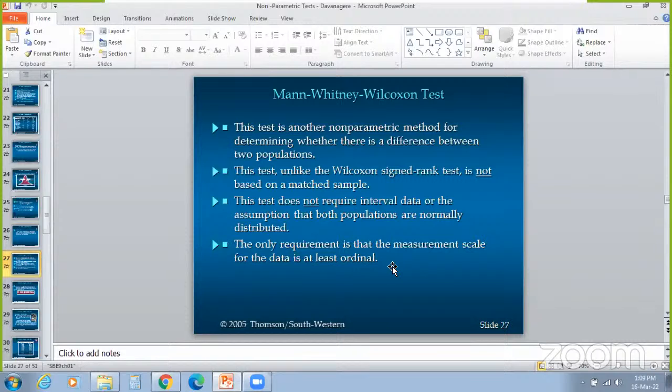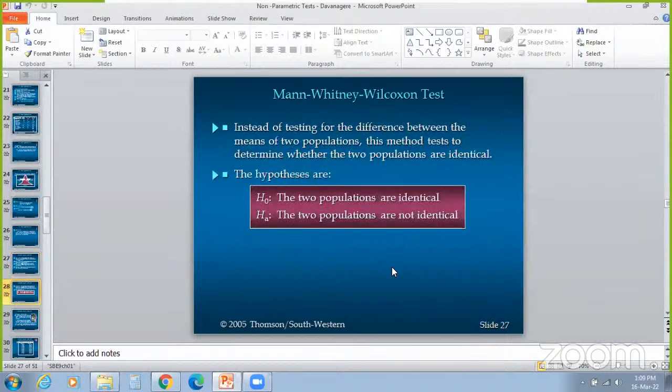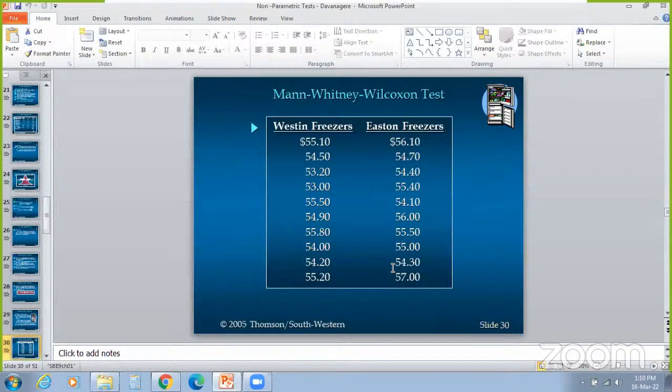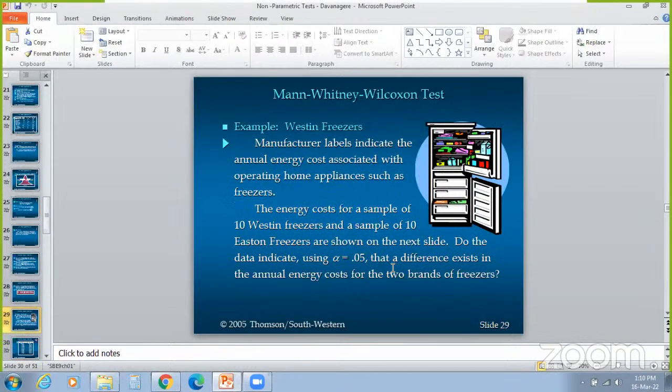Whereas the Wilcoxon signed rank test can also be used for nominal type data, because there you are representing in terms of ranks, this one is purely for ordinal data. If you want to compare the differences in the mean values of ordinal variables, you can use the Mann-Whitney or MWW test, the Mann-Whitney-Wilcoxon test. This is the procedure, we need not get into that. This is the Mann-Whitney test, and for example, it is related to the energy cost of two types of freezers.